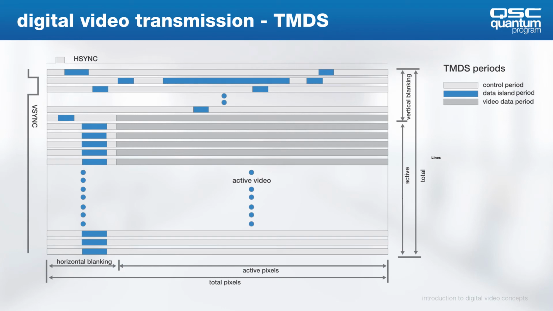Here's a visual example of how the data is packed. The visual portion is the darker gray area, and the data island containing audio and info frames is the blue portion. You can see those are placed in the blanking portion.